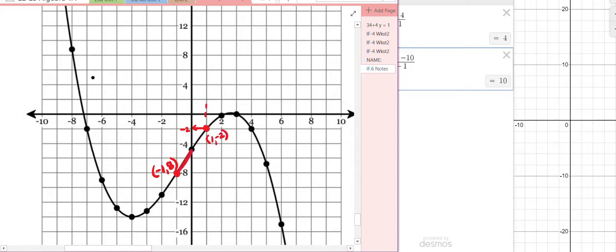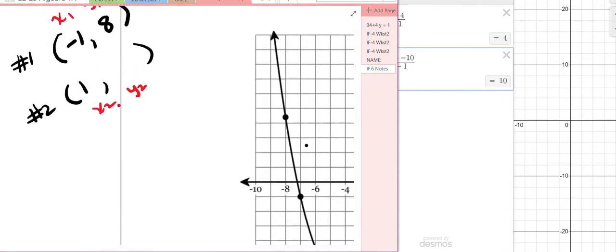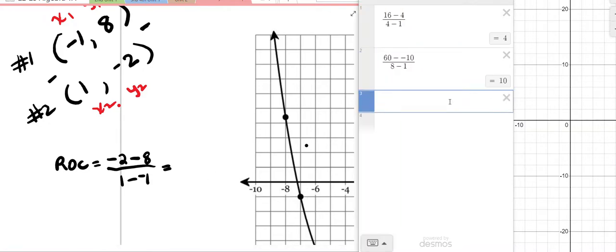And look, when I connect these, it's a positive increase, right? It's rising. What did I say? 1, -2. All right, so now you just calculate. Remember this, when subtract the numbers. So -2 minus 8 over 1 minus a -1. Okay, now we use the calculator. Decimals, -2 minus 8 over 1, subtract the -1. -5.